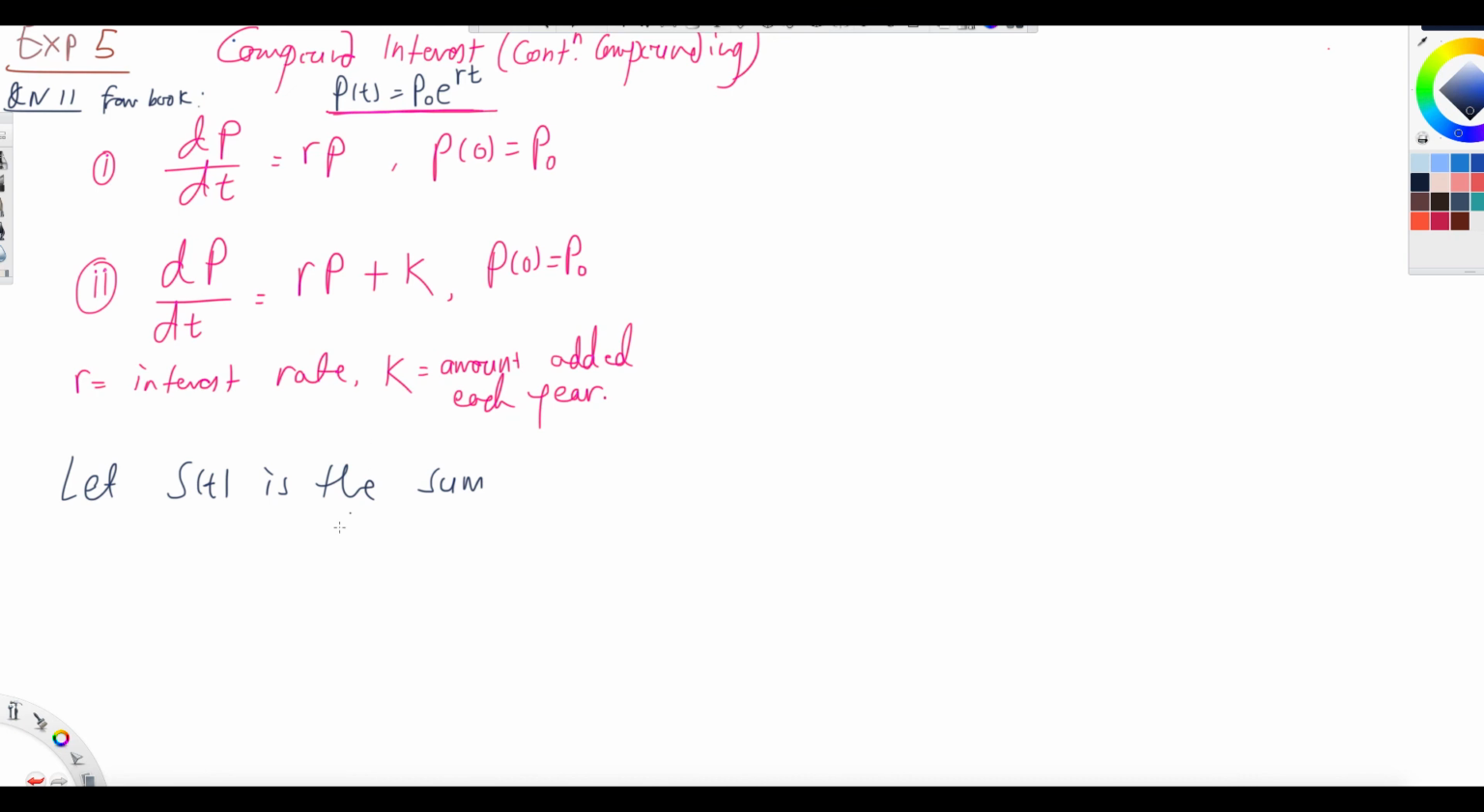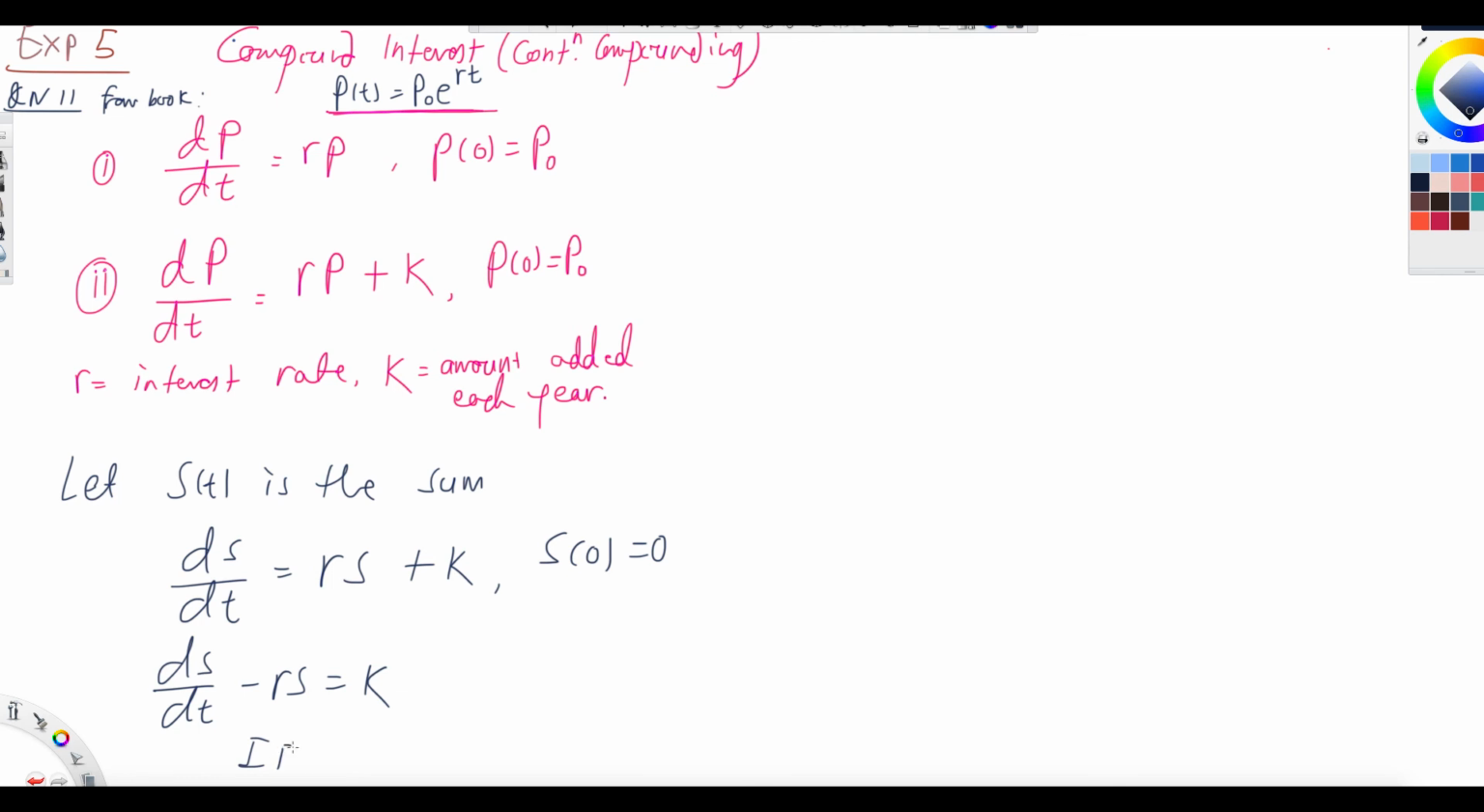So how does the equation look then? The equation will be ds over dt, because the question says S of t is the accumulated sum, equals r times s plus k. That's what you get. And then s of 0 is equal to 0. Now we need to solve this. This is a linear format, right? So you can write ds over dt minus r s equals k.